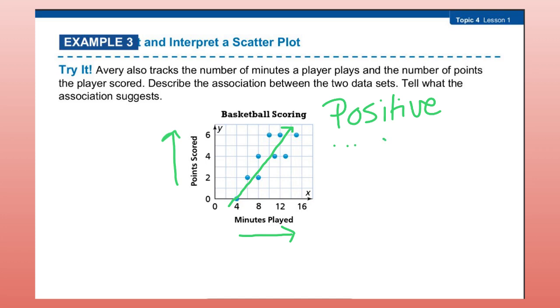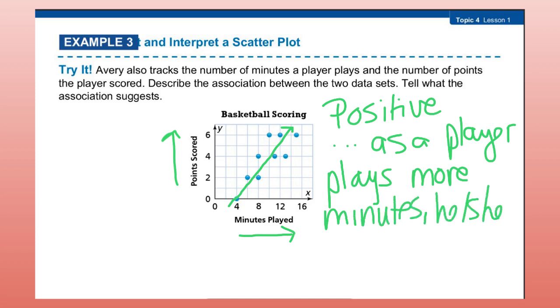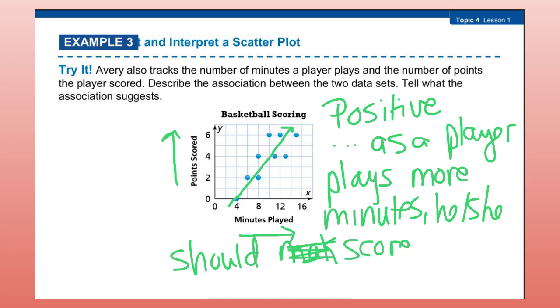which means that as a player plays more minutes, he or she should score more points. Does that mean it will always happen? No. It means for this data that appears to be happening.